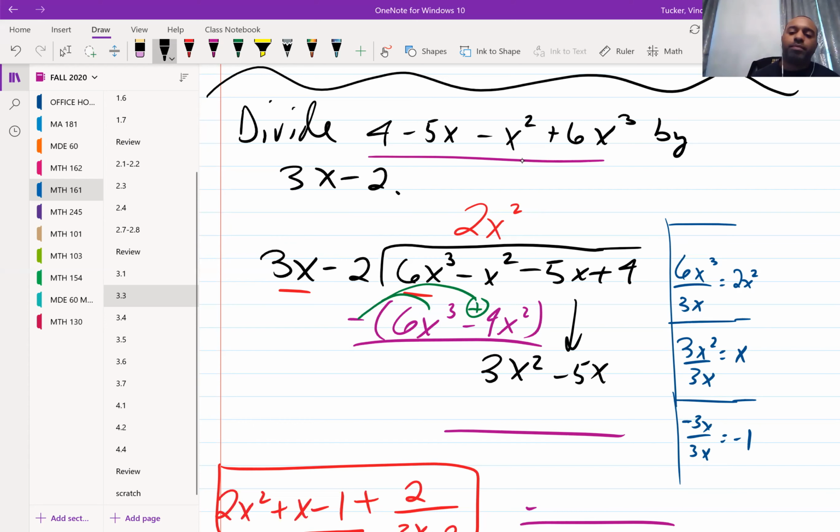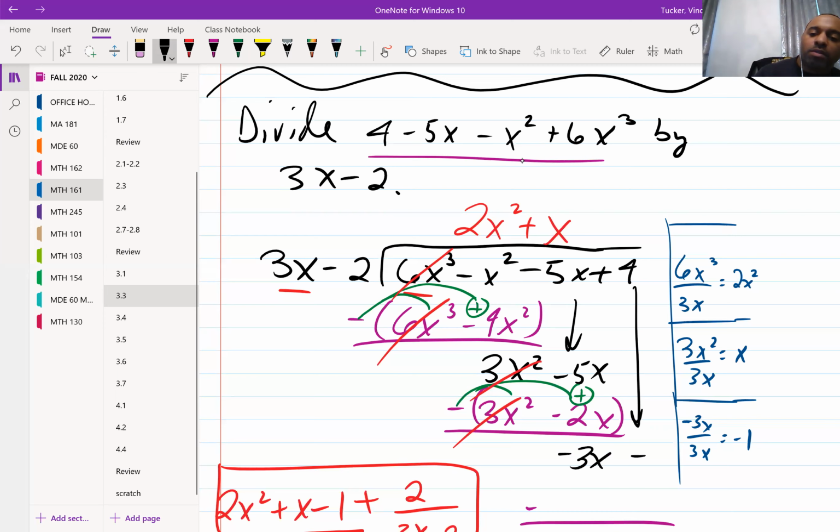Bring down your negative 5x. Compare first terms in each once again. 3x squared and 3x. What times 3x will give me 3x squared? And that'll be x squared. Oh, not x squared, excuse me, x. X times both of these will give me 3x squared minus 2x. Distribute the negative. And I didn't cancel out my stuff here. Yep. So 3x squared minus 3x squared will cancel. This will be a plus 2x. So negative 5x plus 2x will be negative 3x. Bring down your 4.